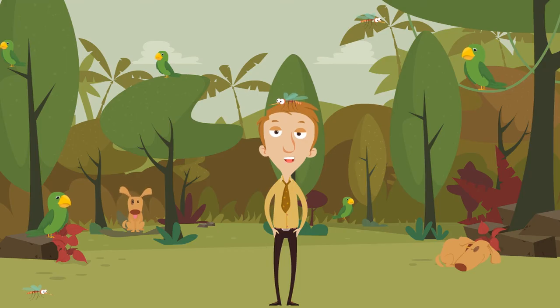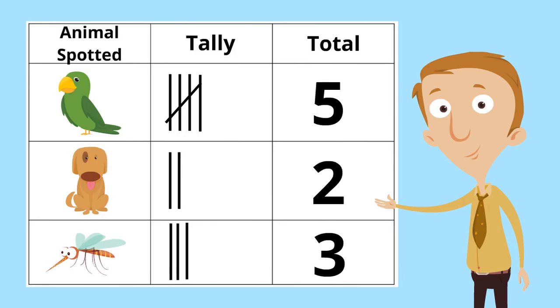Well, how did you get on? Did you find them all? There were 5 birds altogether, so we do a tally mark like this. There were 2 dogs, and there were 3 little mosquitoes, so we do a tally mark of 3.